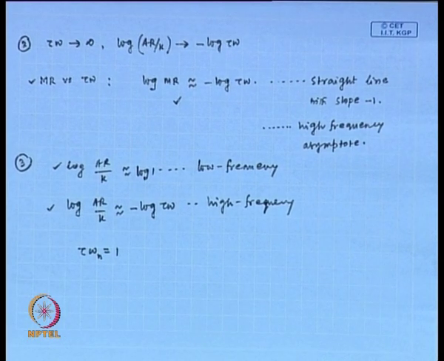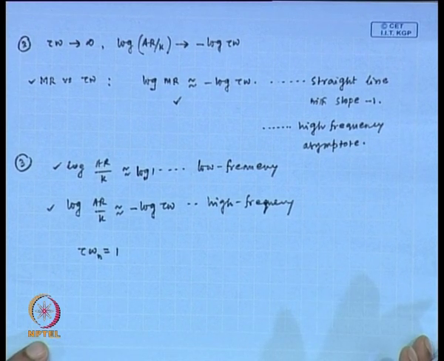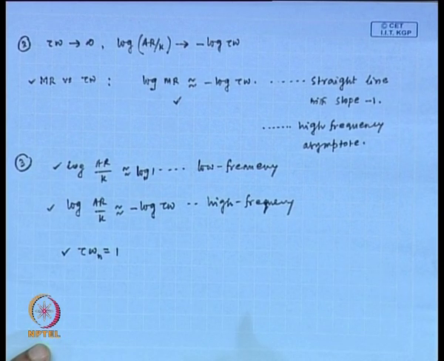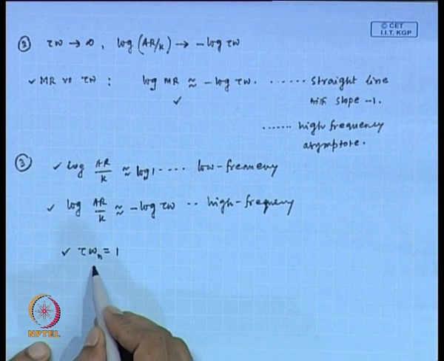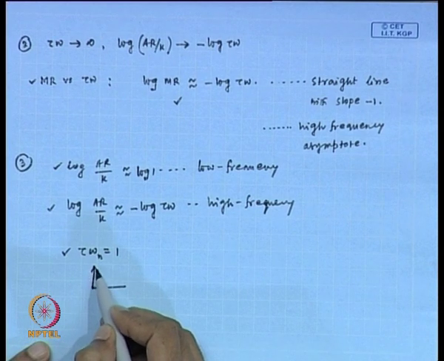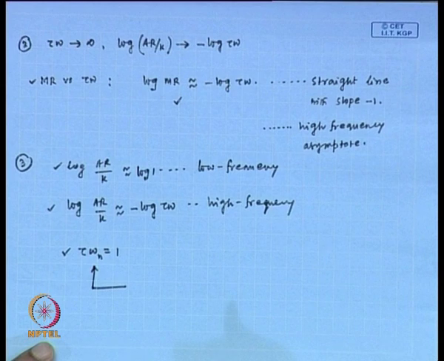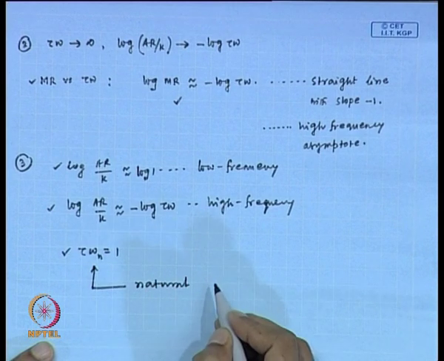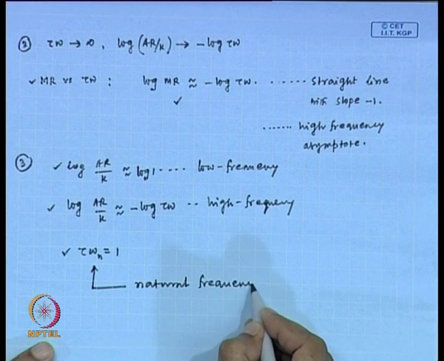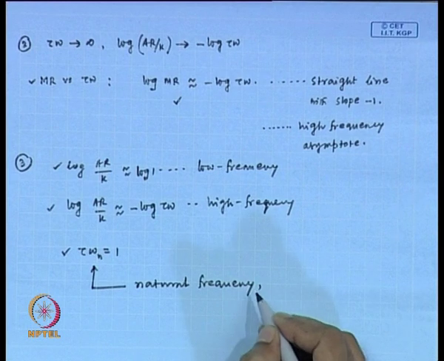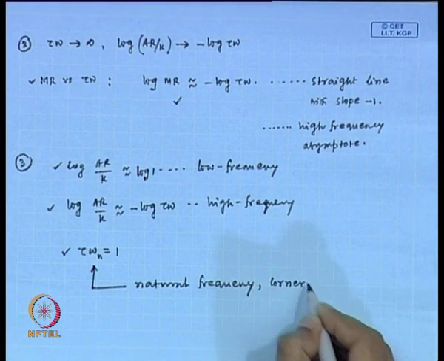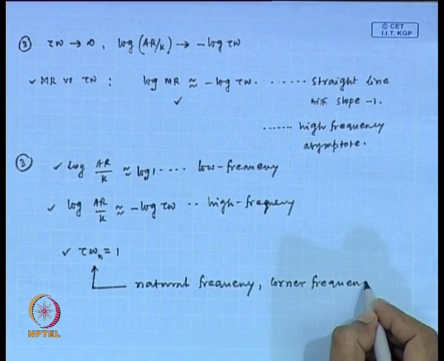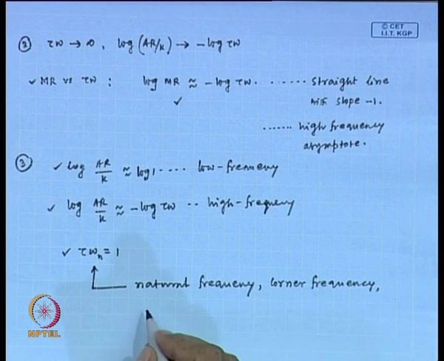Now, in this situation, we usually use the suffix n for omega, that means we can write tau omega n equals 1. The value of omega at which these two asymptotes intersect is called the natural frequency. So, here omega n is the natural frequency, and most popularly it is called the corner frequency. It is also called the break frequency.